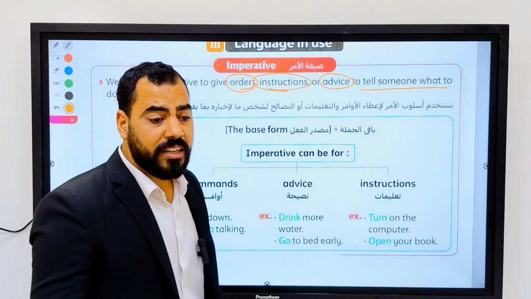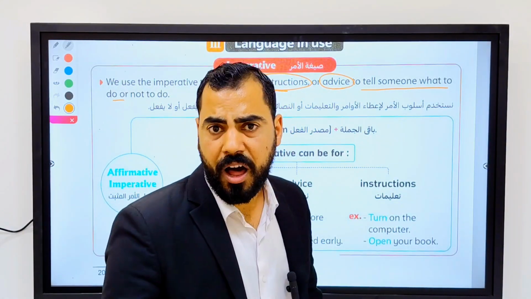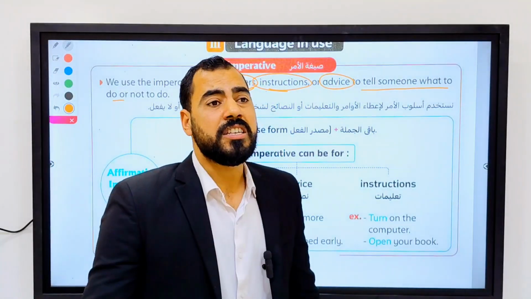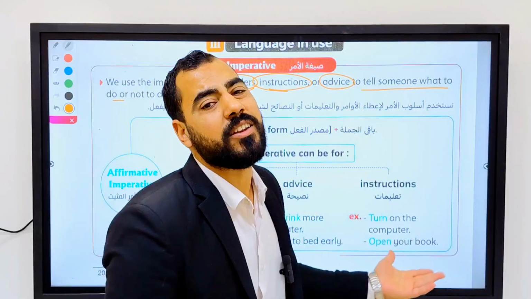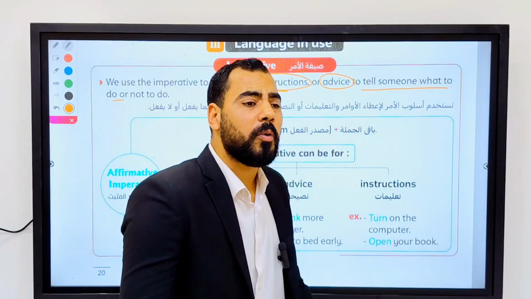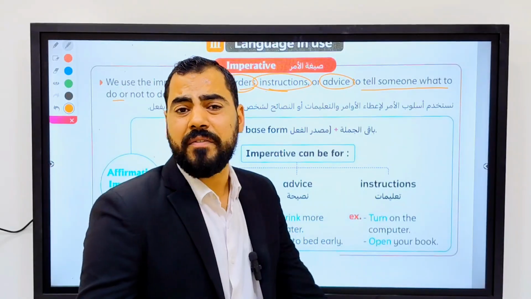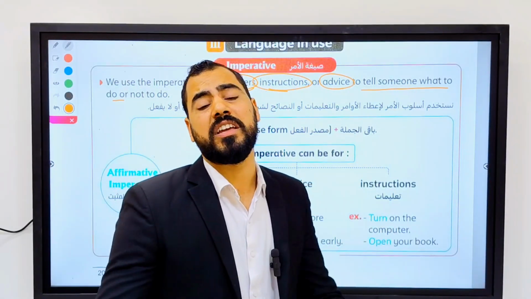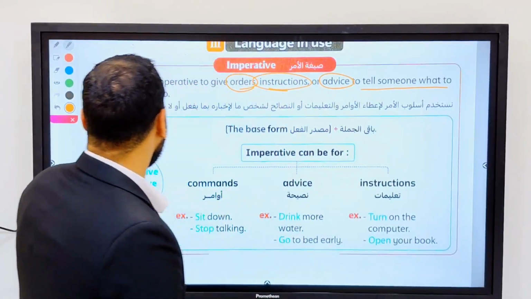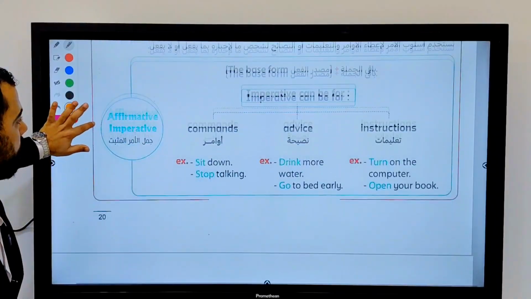Orders are when you tell him what to do because you are his boss or you are his father or mother. Instructions, you give him the instructions, but more politely than orders. Advice, you give him advice, but I think that you don't have any authority over him or any supervision. So let's move to this part.